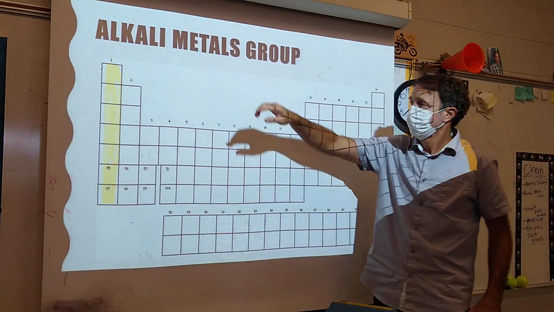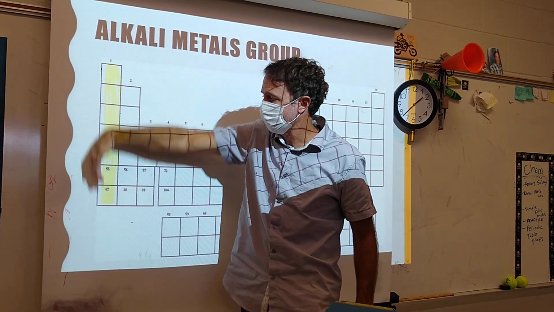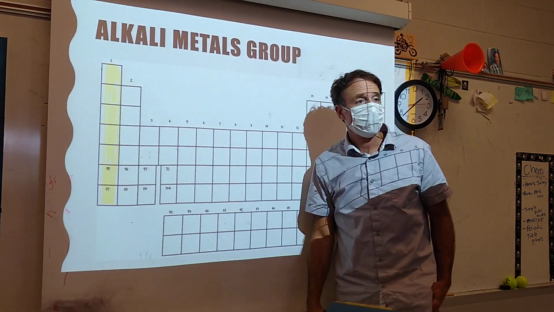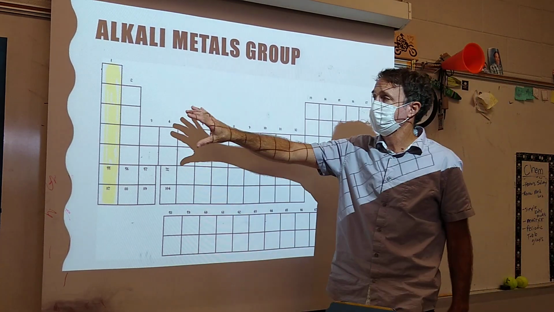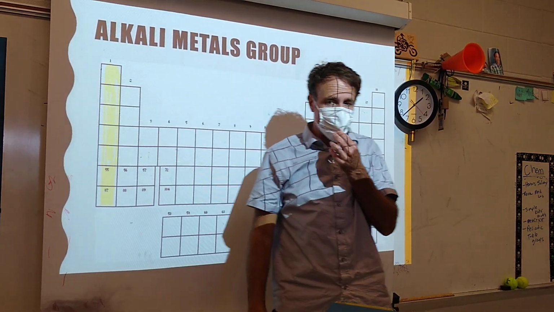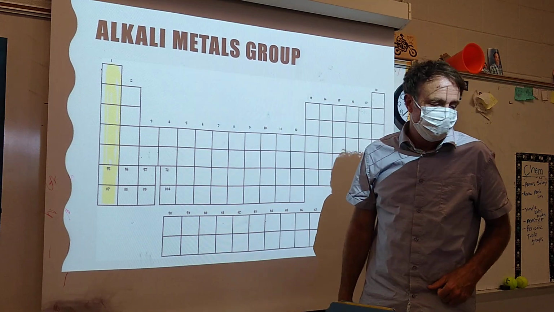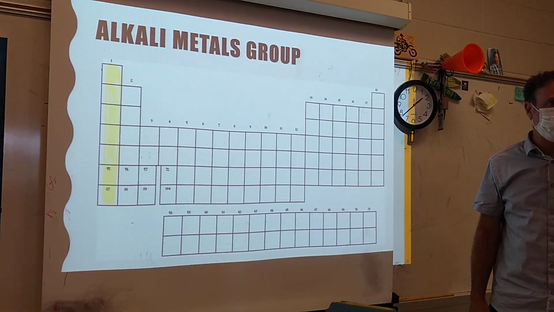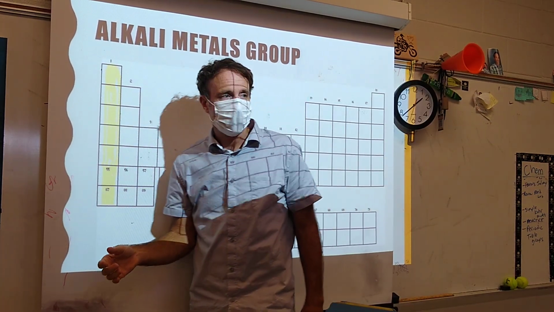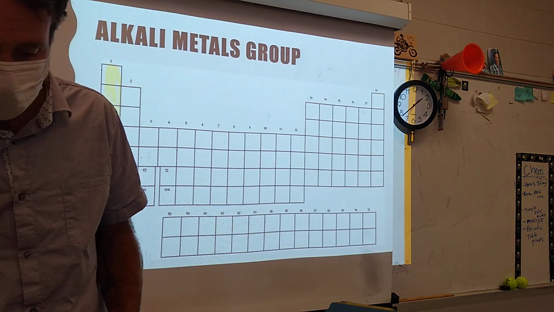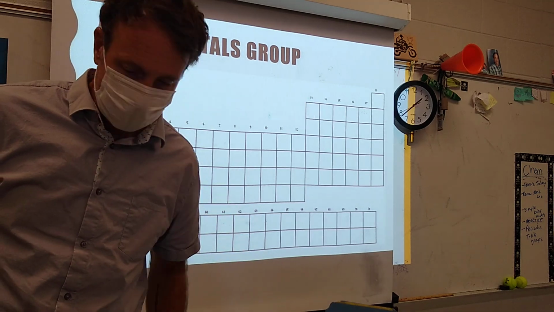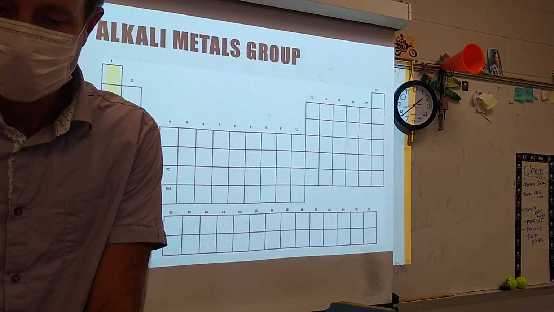All right. Group number one. This group right here. Group number one is called the alkali metals. So on your periodic table, you're going to color this, and you're going to label this as the alkali metals. The alkali metals are very, very reactive. They're so reactive you can't even get them wet. If you get them wet, they will react with even the water, okay? So the alkali metals are very, very reactive.